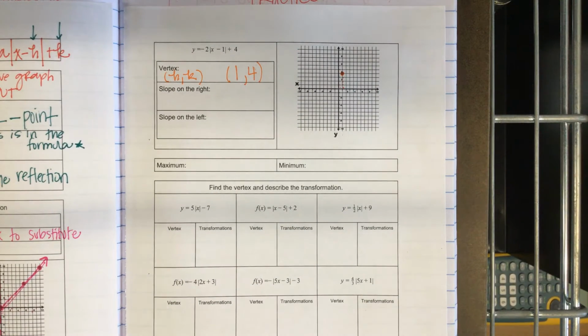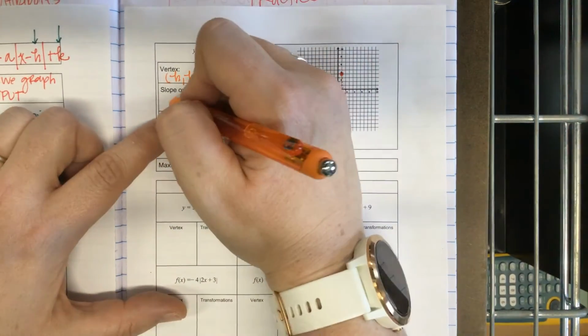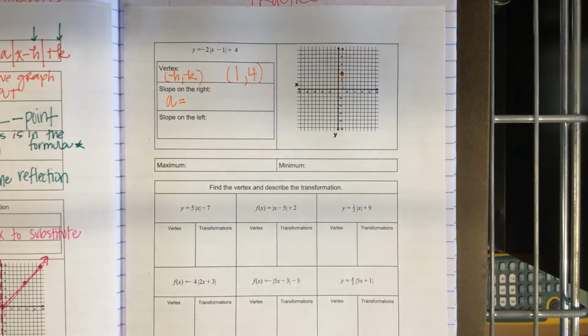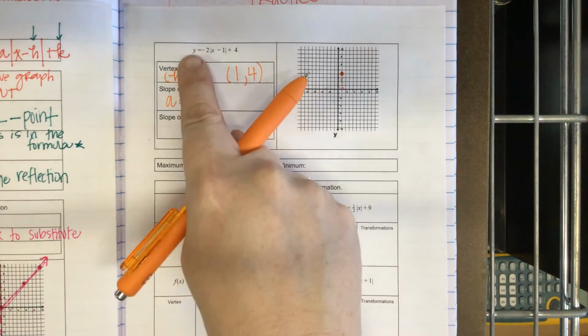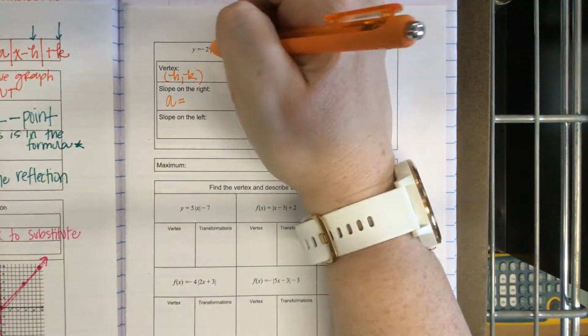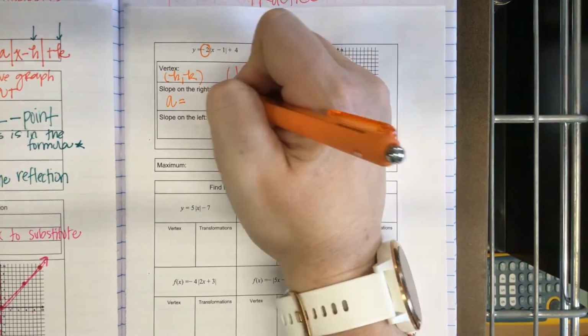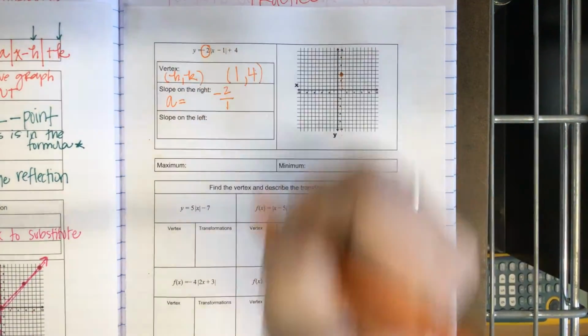All right, so the slope on the right side. The slope on the right side is A. What's the slope on the right side? 1/4. Nope. What's my A value in this equation? -2. Negative 2 over 1.